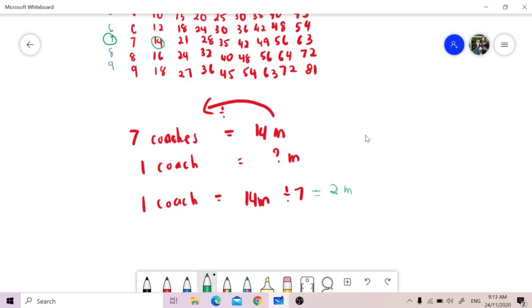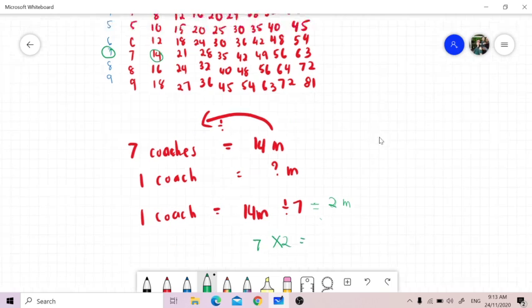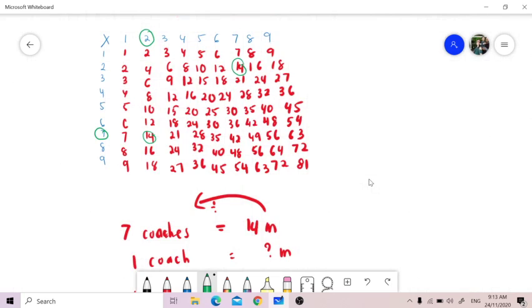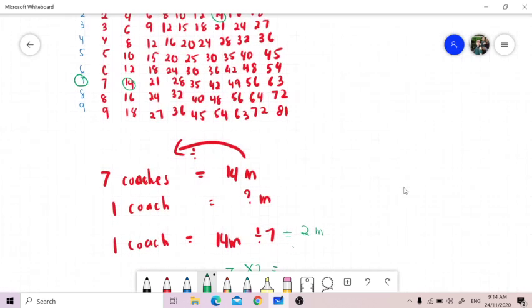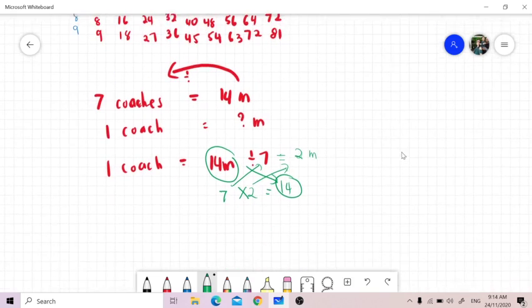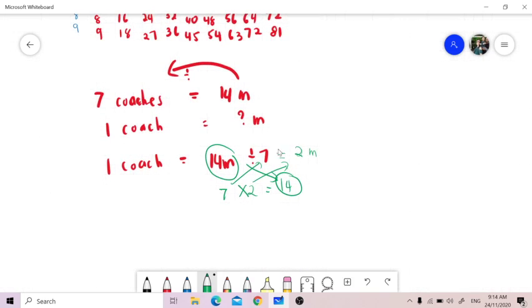If in a multiplication, we do it vice versa, right? So 7 times 2 is equivalent to what? Check your answer. 7 times 2 is equivalent to 14. So it is the same. You just change place. So that's what we know, that multiplication and division are related to one another.